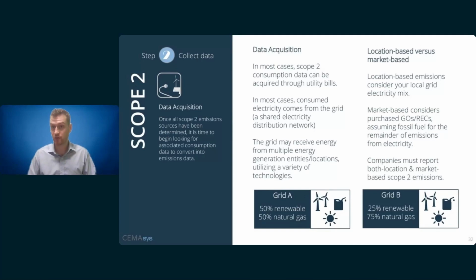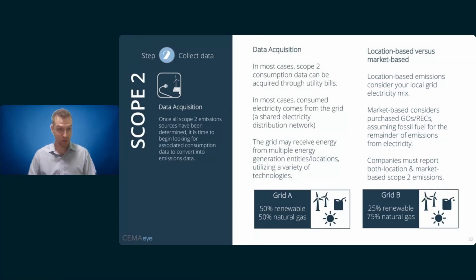You may, for example, purchase RECs for an office to cover 80% of energy. This would guarantee that 80% of electricity came from a renewable source, and the market-based methodology then says to assume the remaining 20% is from fossil fuels. According to the Greenhouse Gas Protocol, you must disclose both your location-based and your market-based figures, but in general, companies will choose one methodology to focus on, where their emissions will primarily be reported in either market-based or location-based.